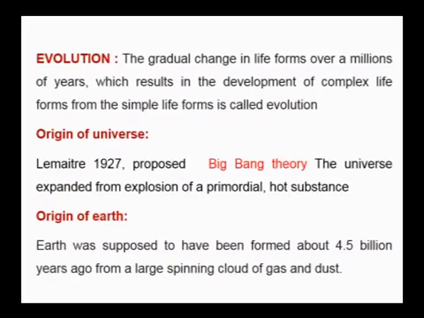To explain the origin of universe, the Big Bang theory has been proposed. According to this theory, the universe expanded from the explosion of a primordial hot substance. After the origin of universe, how did the origin of Earth occur? Earth was supposed to have been formed about 4.5 billion years ago from a large spinning cloud of gas and dust.